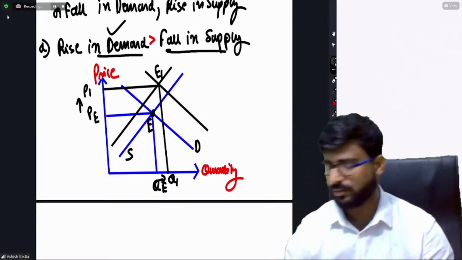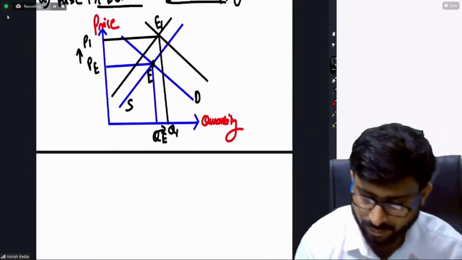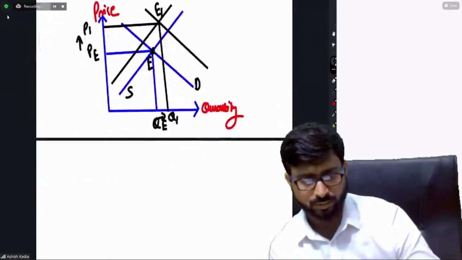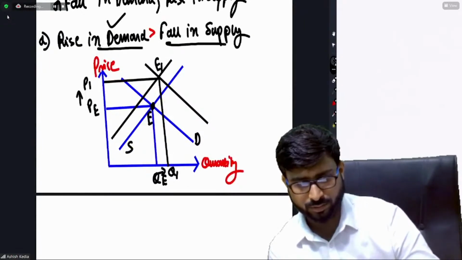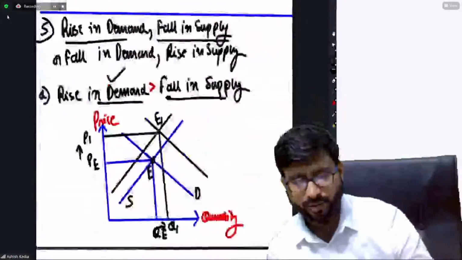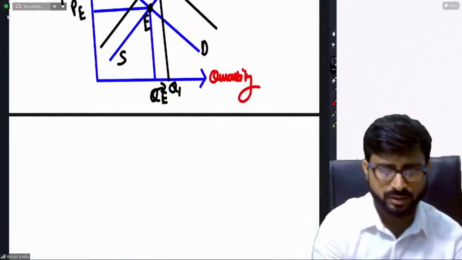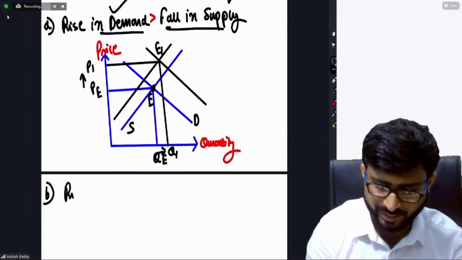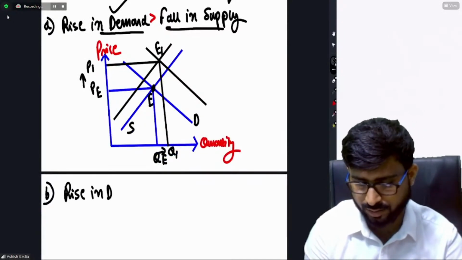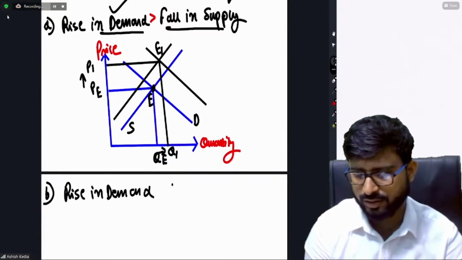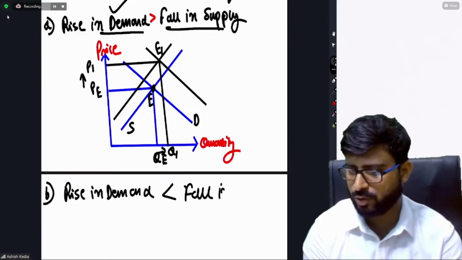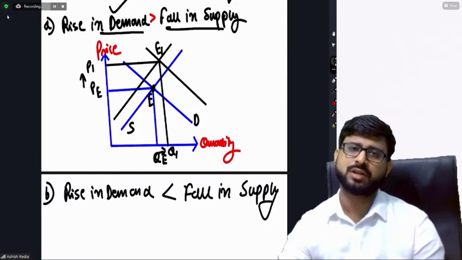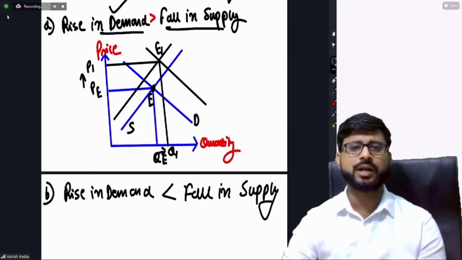Correct. Now, you all show me this case where the rise in demand is lesser than the fall in supply. You all show me this case. I am not helping you. You will tell me. Come on, everybody. Draw the diagram. I am not helping.